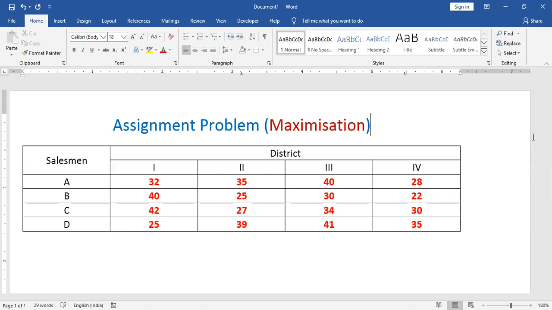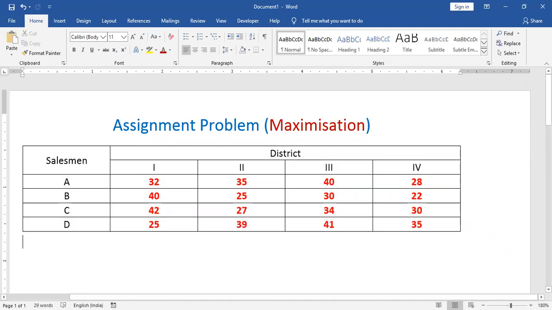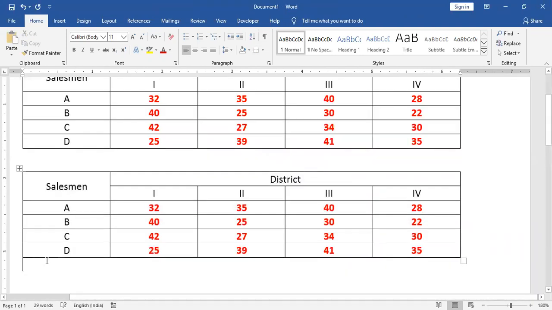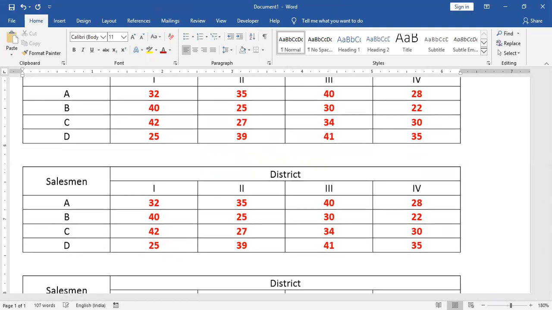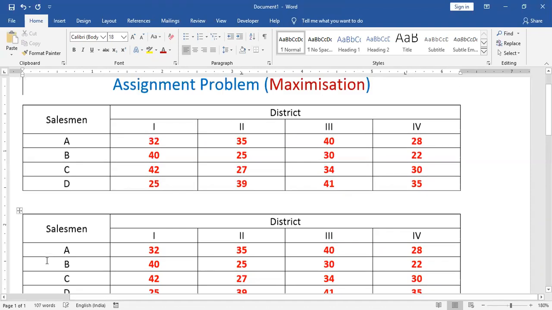In the Hungarian method, the first step is that the problem must be minimization, but in this case we have a problem related to maximization. So we will convert our problem into minimization. And how we will convert it into minimization, let's see.